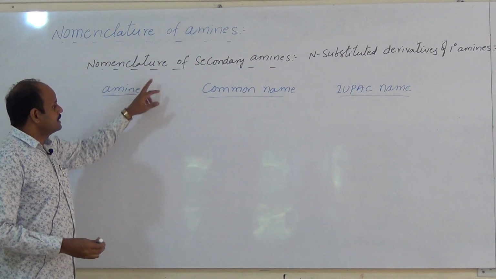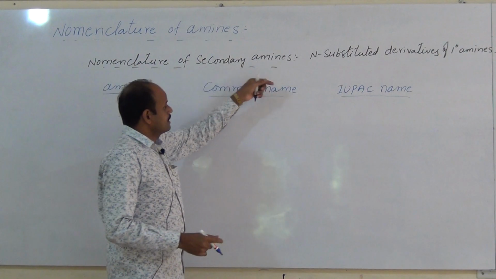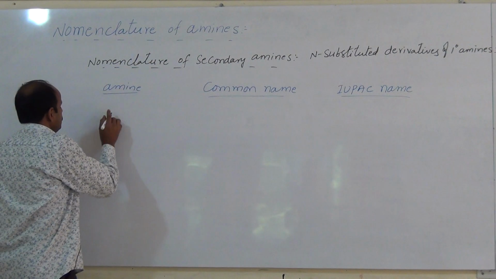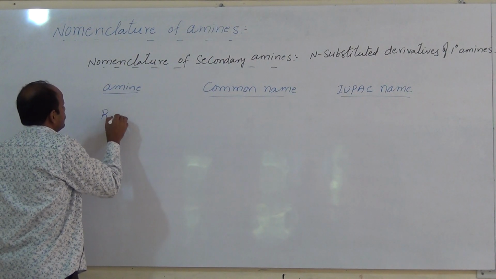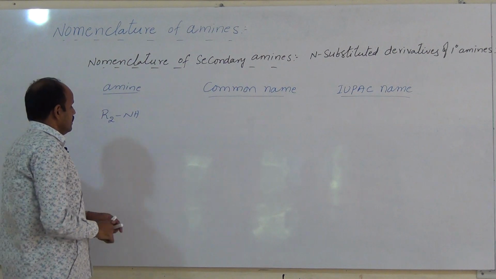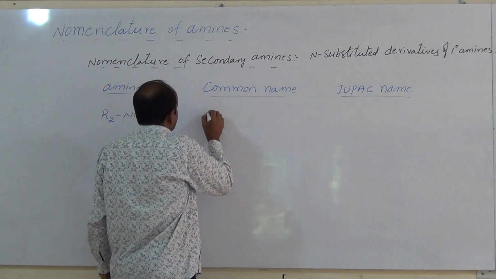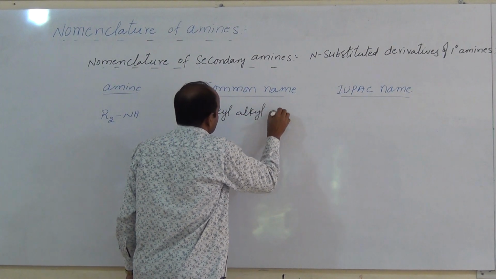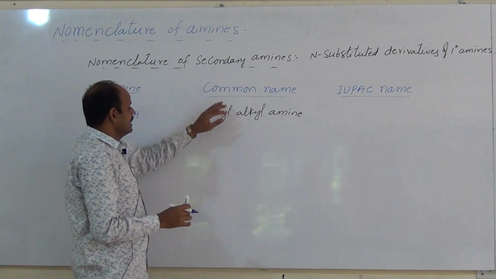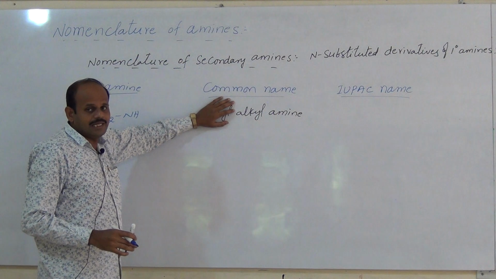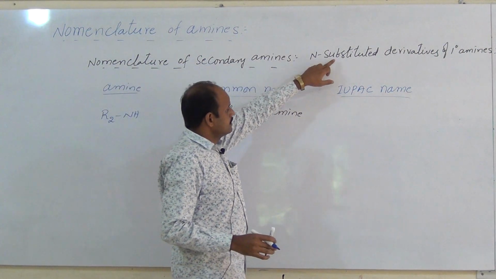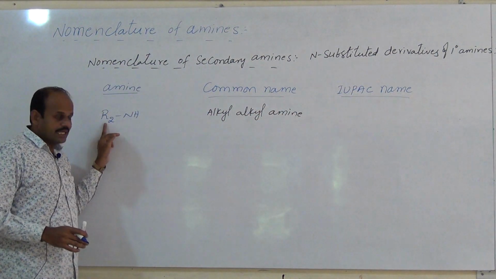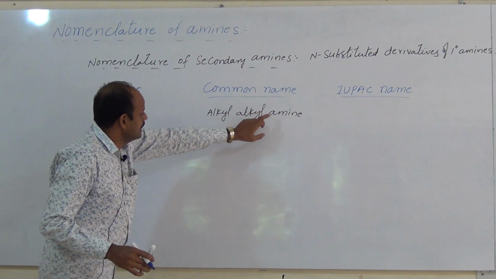Next one is nomenclature of secondary amines. Here secondary amines are considered as N substituted derivatives of primary amines. Means here amine formula is R2NH. To this one common name is alkyl amine. For primary amines, what is the common name? Primary amines, alkyl amine. But these are considered as N substituted derivatives of primary amines. Means on nitrogen atom, one more alkyl group is substituted. Hence, common name is alkyl amine.